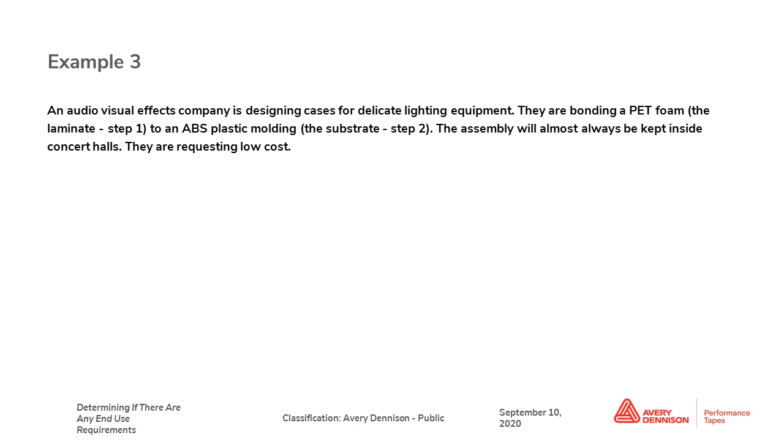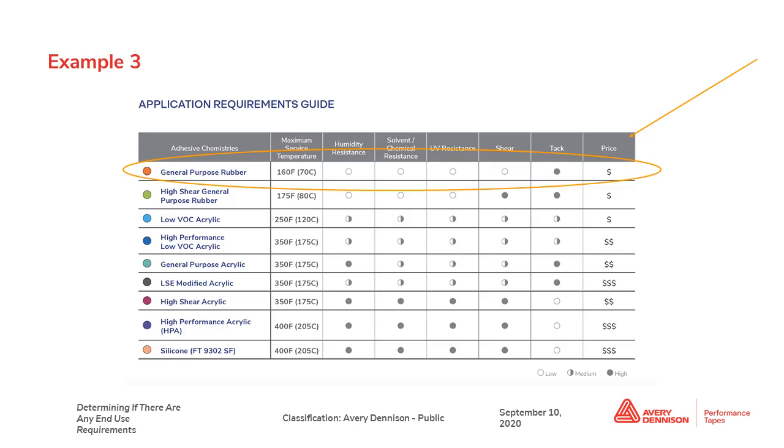And then we find out the step 3 related stuff. The assembly will almost always be kept inside concert halls. They are requesting low cost. So no high temperatures, no humidity, no splashing of gasoline. A pretty easy application. We're competing on cost here. It's pretty clear. They're asking for low cost.